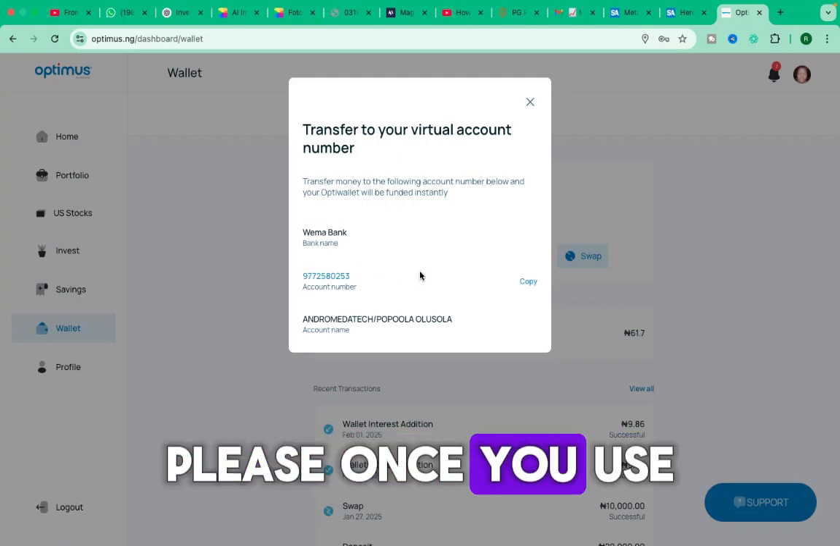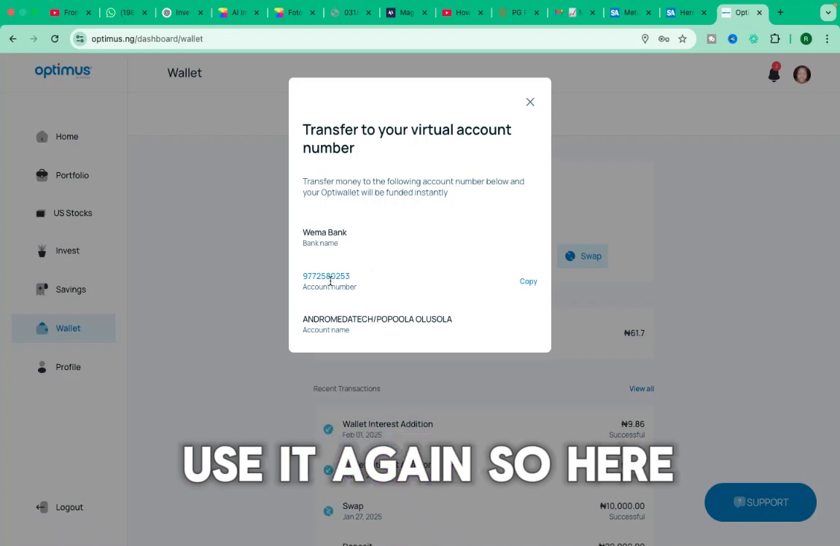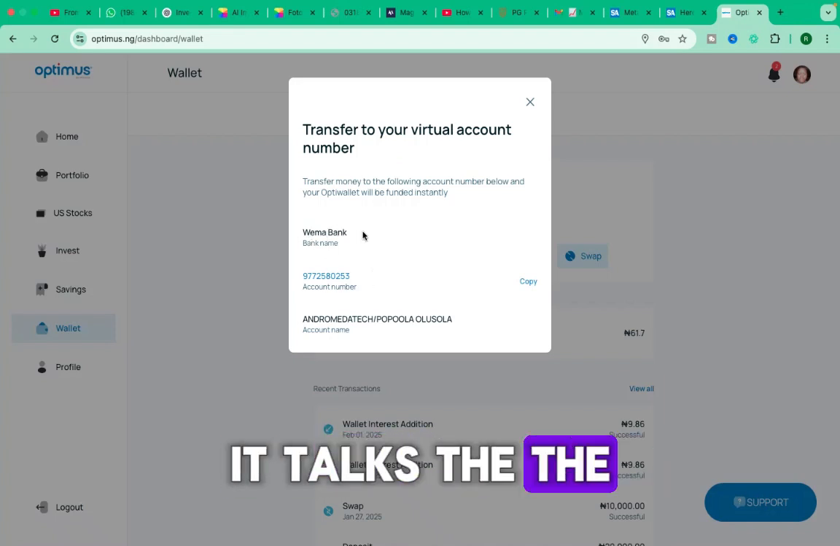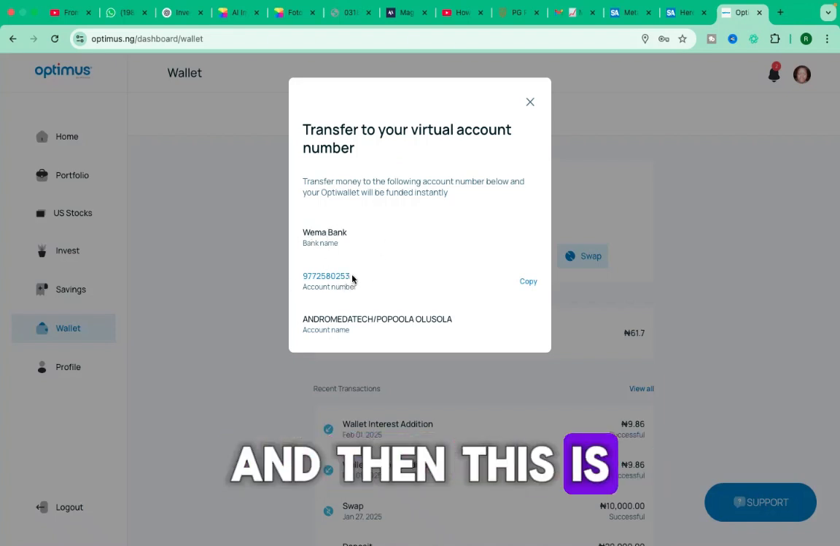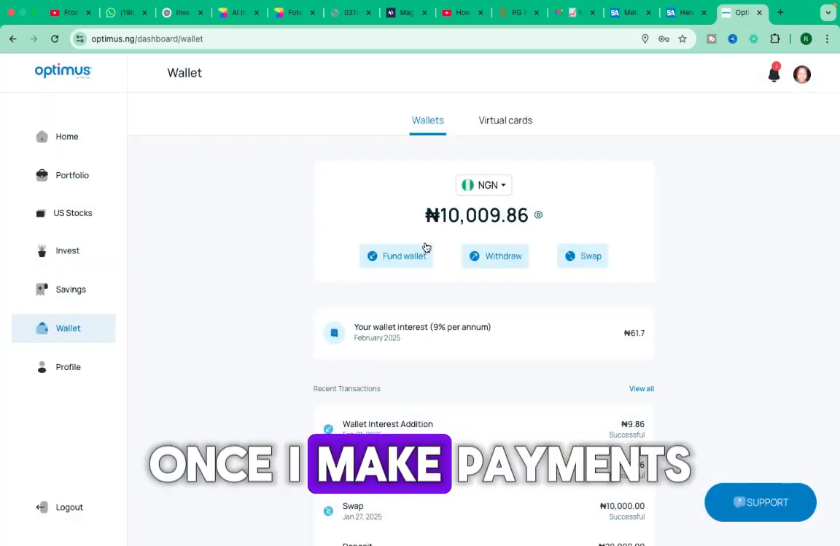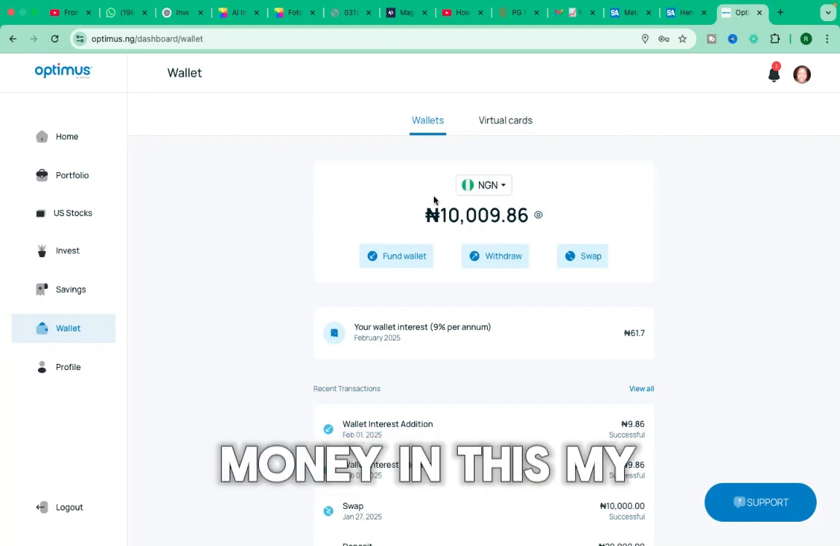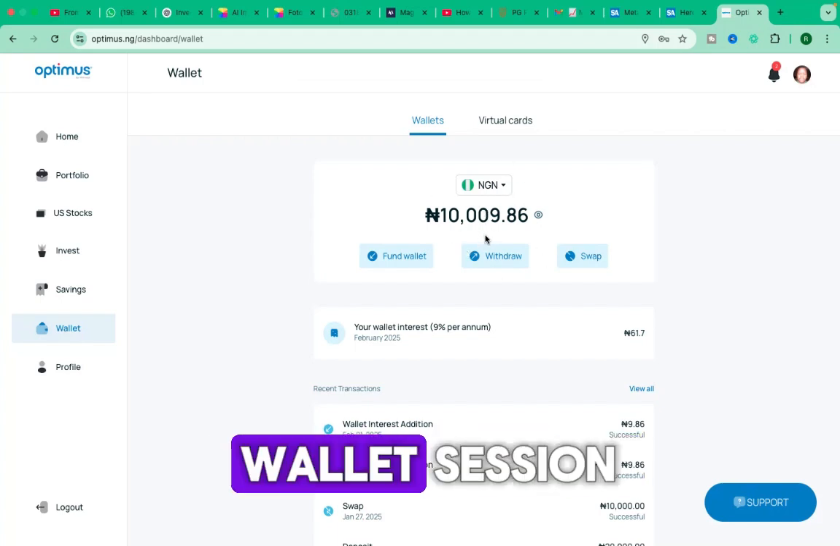Please, once you use that number, you've used it. Don't come back and use it again. So here it talks, the bank is Wema, and then this is the account number. I go ahead and make payment. Once I make payment, within some minutes, I will see that money in this my wallet session.